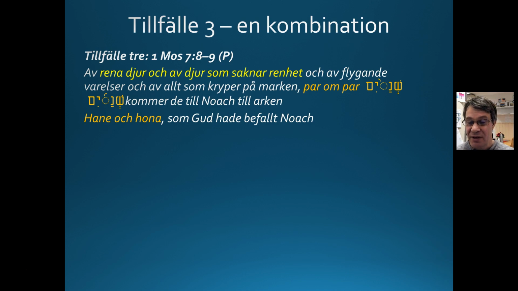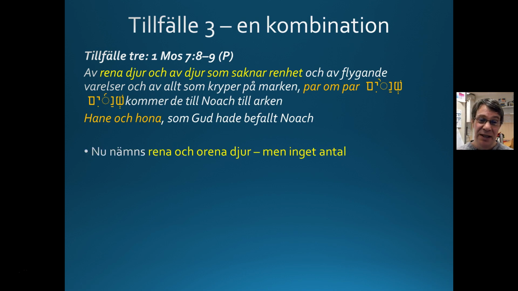It's not like 7, 7, which of clean animals you have to understand is 7 pairs. If you would here understand shnaim as the cardinal number 2, 2, what does it mean? Does it mean that there will be 2 pairs? No. So here you also see that shnaim means pairs. It should be understood here as pairs. Pair and pair. 2 and 2. In twos they come to Noah, to the ark. Male and female, as God has commanded Noah.